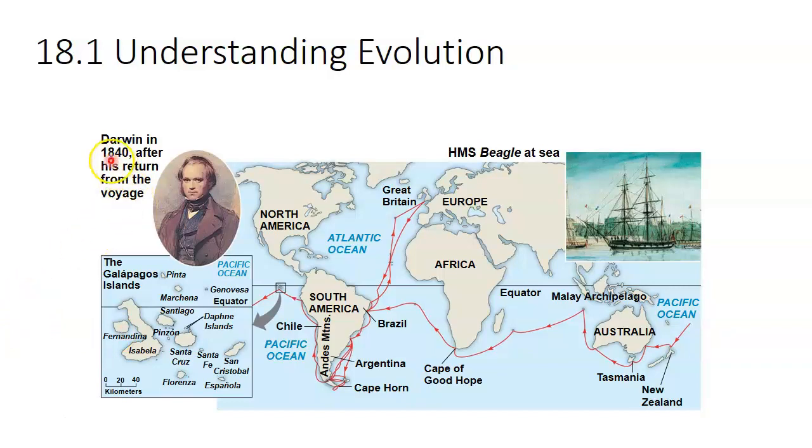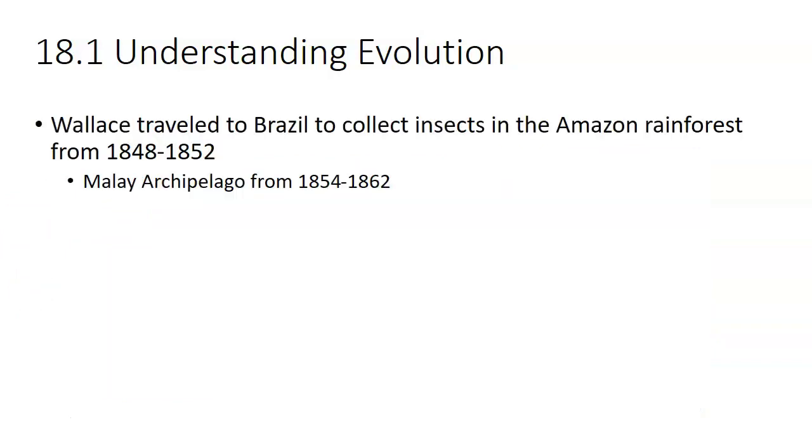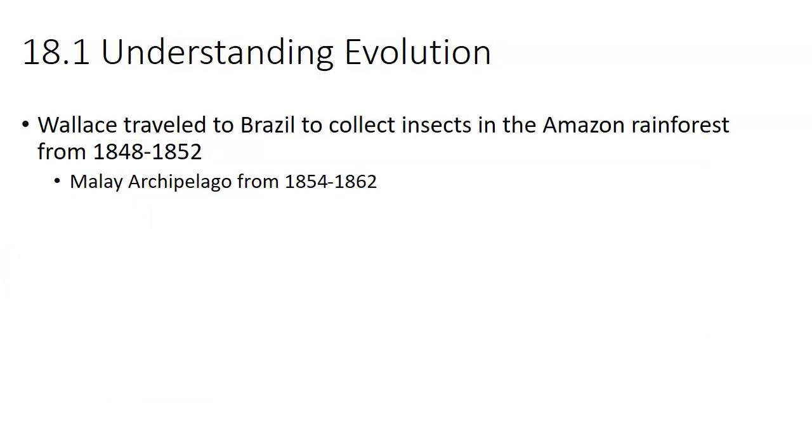And he got home in 1840. Around that same time, or a few years after he got home, Alfred Wallace, the other guy, traveled to Brazil and the Amazon. He looked at the Amazon rainforest. He was collecting insects. He's most noted for his butterflies. And he went there again from 1848 to 1852. So he was there for quite a long time as well.